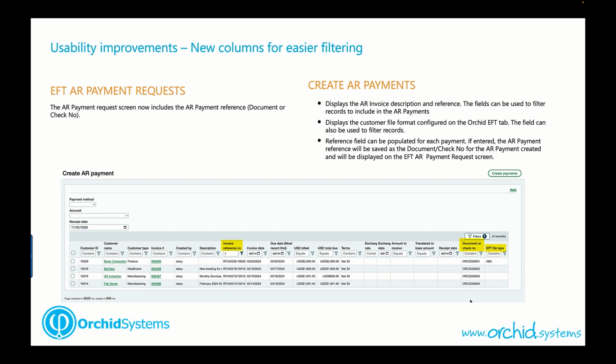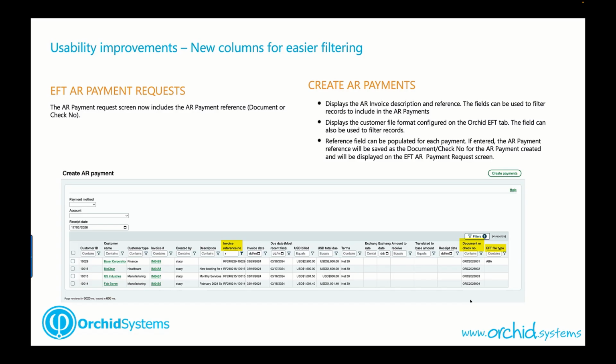But ORCID's EFT also include a feature to create AR payments in bulk, so that they can then be included in a file. On that screen, we've added the AR invoice description and reference. You can use those fields to filter the records that you want to include. We're also displaying the customer file format that's configured on the Customer ORCID's EFT tab. Again, you can use this to filter records.